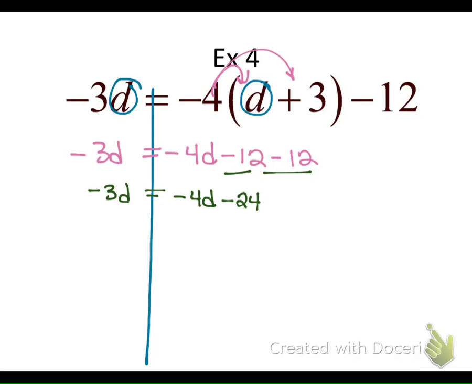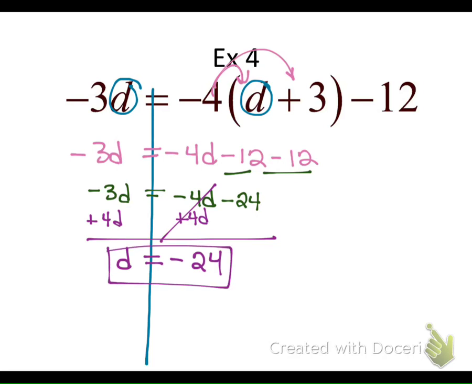So how do I get rid of that negative 4 and bring it to the other side? Yeah, plus 4D. Sorry, I should be saying plus 4D. So that cancels. So on my left side, what's negative 3D plus 4D? 1D. Equals, and what do I have on my right side? Now, do I have to have that 1 in front of the D? No, you don't. So if I take that 1 away, I just end up with D equals negative 24.